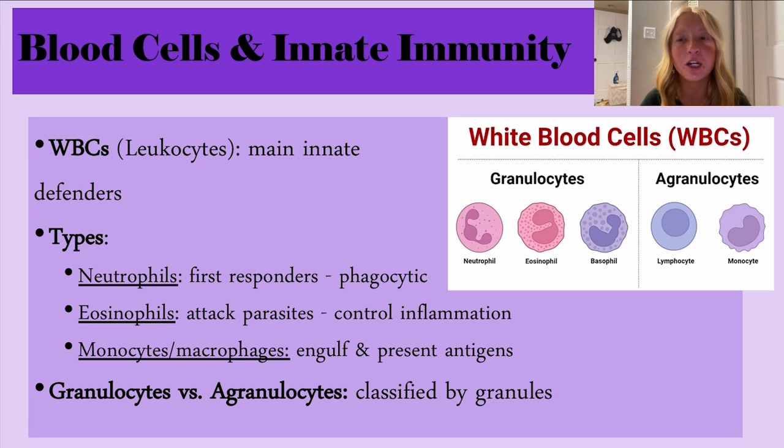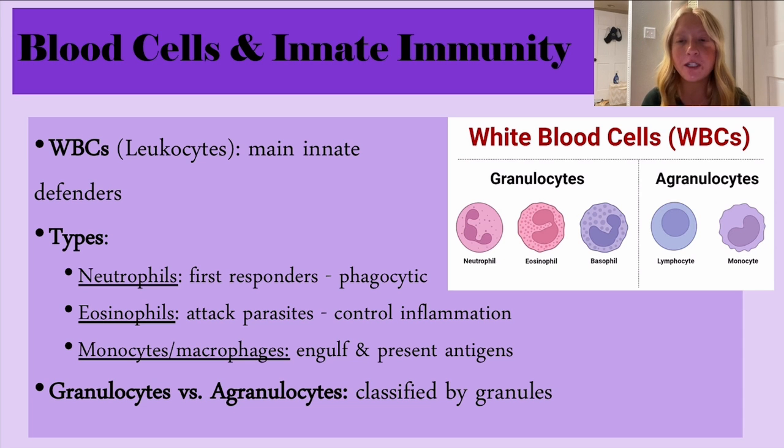So in innate immunity, white blood cells are the first responders. The main types are neutrophils, eosinophils, and macrophages or monocytes. Neutrophils will rush to the infection sites for phagocytosis. Eosinophils will handle parasitic infections and help regulate inflammation. And then macrophages engulf the pathogens and other immune cells.